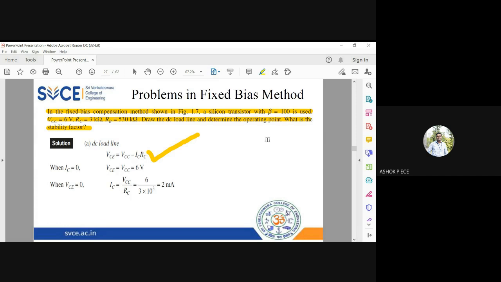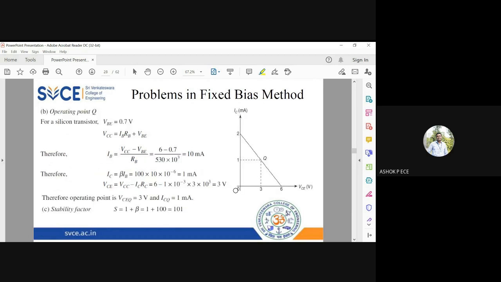Anyways, you do it, it is going to be correct. First case, put IC equal to 0. So if you put IC equal to 0 in this equation, you get VCE equal to VCC equal to 6 volt. So the maximum VCE which the transistor can withstand is 6 volt. And when you put VCE equal to 0, I can get IC equal to VCC by RC. VCC is 6 volt, RC is 3 kilo ohm, so you get 2 milliamperes. So the maximum current flowing through your device is 2 milliamperes. So I got the two extremes, maximum voltage and maximum current. With these two extremes, I can draw the DC load line.